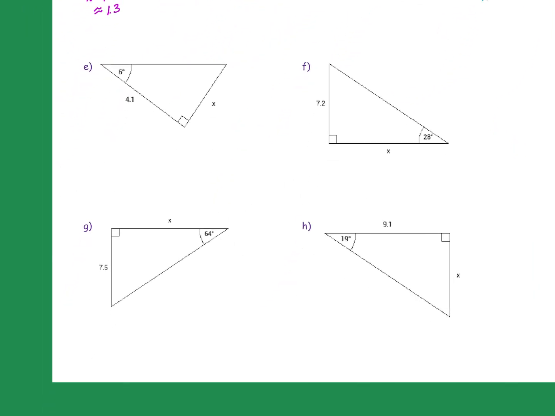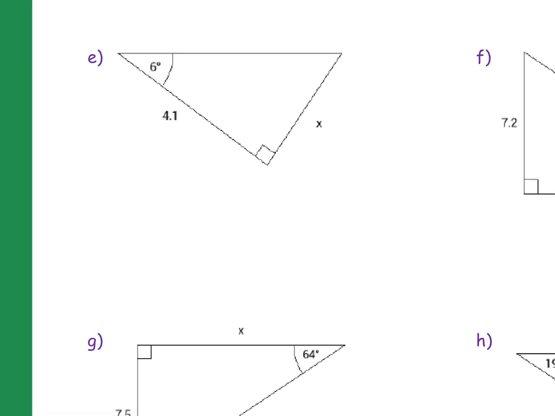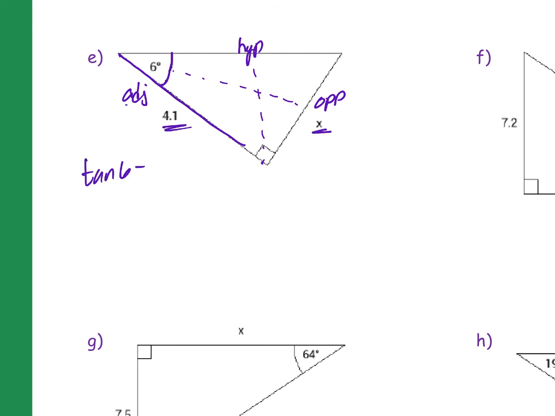Okay, last 4 problems. Go ahead and work on those. Okay, let's finish these 4 so you guys can get on to your work. So we've got our angle, my hypotenuse, my side opposite, and my side adjacent. So I've got tangent of 6 is going to equal x over 4.1. Cross multiply. X is going to equal 4.1 tangent of 6.